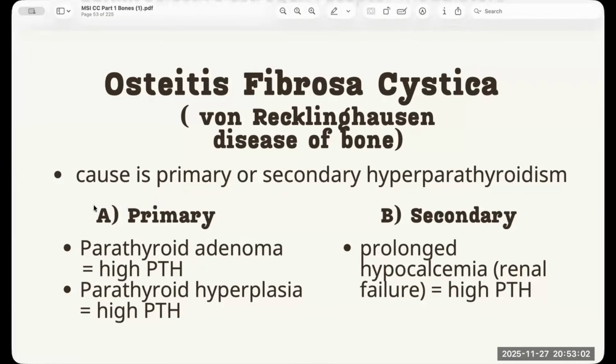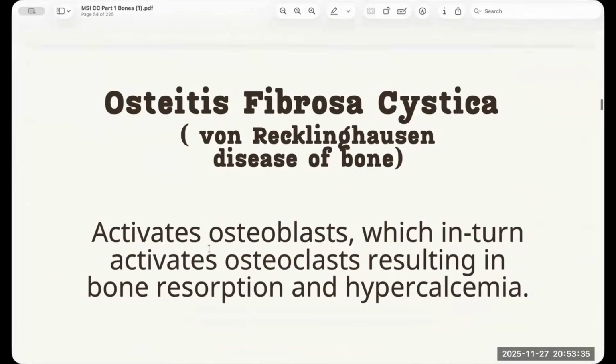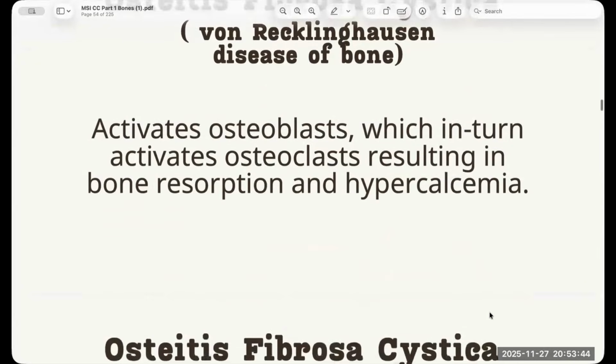But basically, there are two types, primary and secondary. The primary is because of a parathyroid adenoma or a parathyroid hyperplasia, both of which cause high PTH, and this will cause the disease. Or secondary, due to prolonged hypocalcemia, such as due to an underlying disease such as renal failure. This will cause high PTH. Why? Because the body is trying to compensate. Okay? Now, this activates osteoblasts, which in turn activate osteoclasts, resulting in bone resorption and a never-ending loop. And yeah, this is the gist of it.